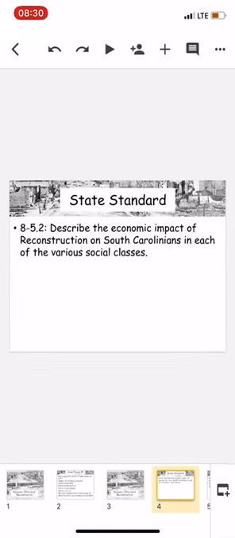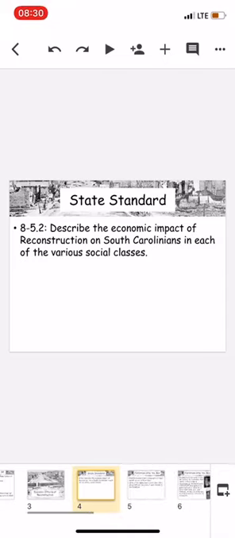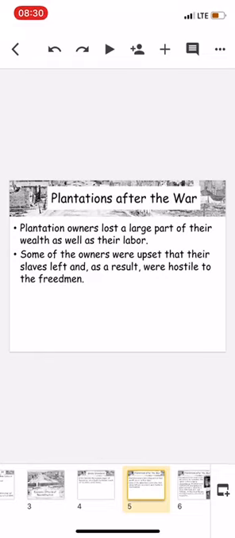So our state standard and indicator for today is 8.5, indicator 2, where we need to describe the economic impact of Reconstruction on South Carolinians in each of the various social classes. All right, we're moving along pretty good. So let's discuss plantations after the war.